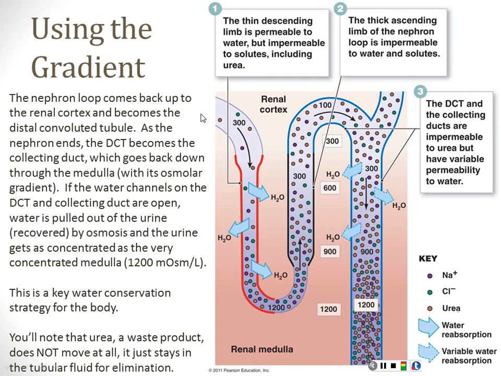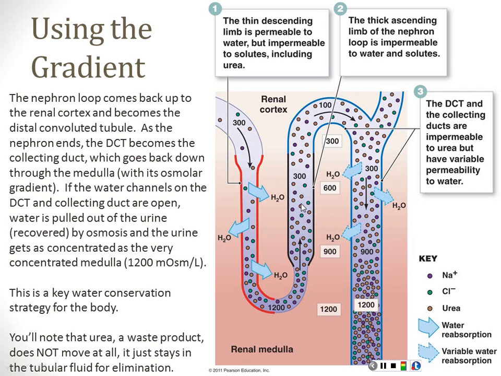So coming out of the proximal convoluted tubule, we have an osmolarity of 300. What does that look like? Lots of water with a few circles in it. So it's pretty dilute still. Now, as we go down here, the water leaves, so the solutes get closer together, which you can see. They're more packed together.